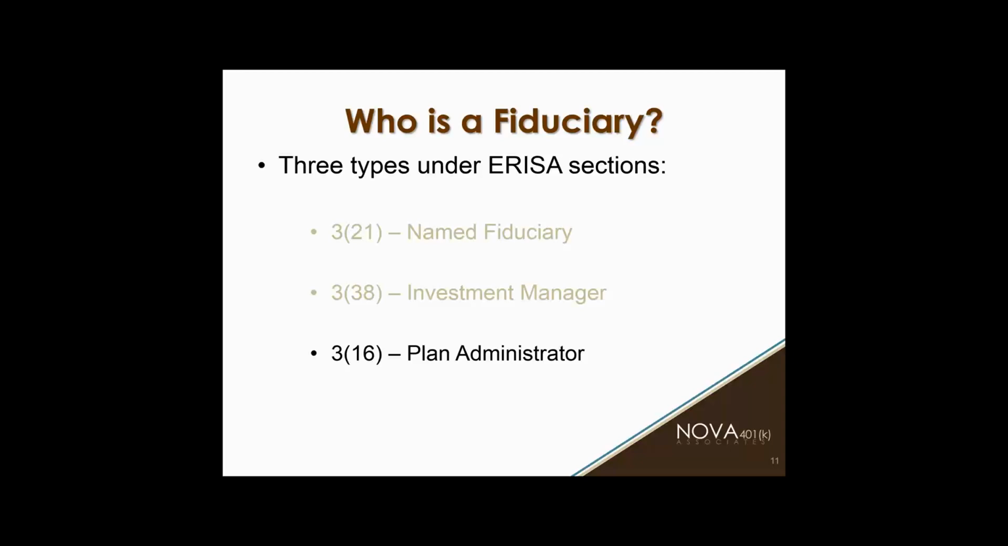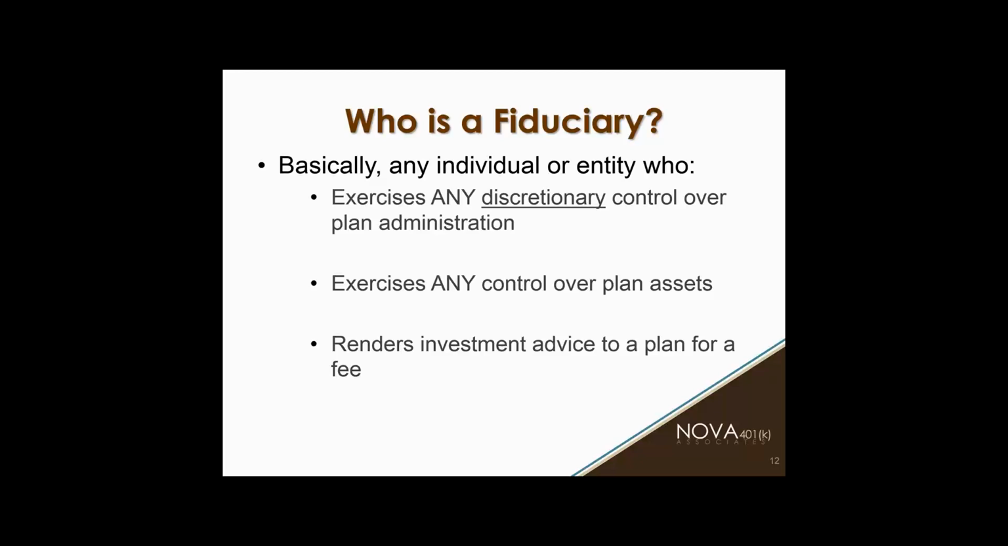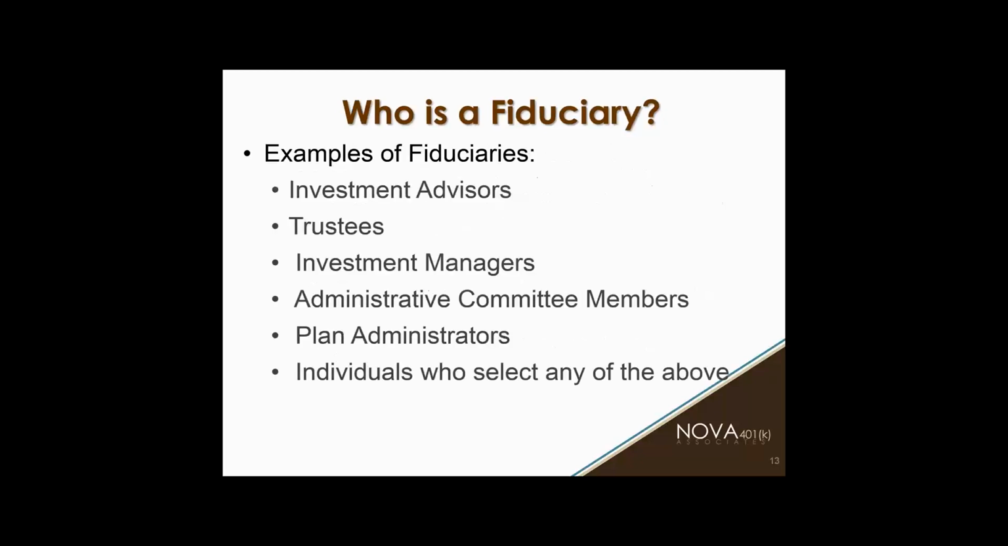So who is a fiduciary? ERISA, which is the law that governs a lot of the qualified plan administration, names three. We're not going to concentrate on the first two because they're investment related, the 3(21) and the 3(38). This presentation will be more about the 3(16), plan administrator fiduciary. So, who is a fiduciary of the plan? Basically, any individual or entity who exercises any kind of discretionary control over the plan administration or over the plan assets or renders investment advice is going to be a fiduciary.